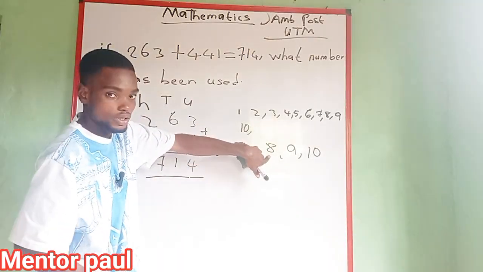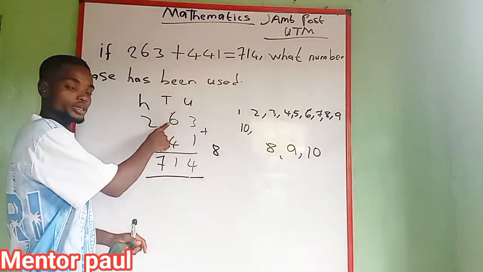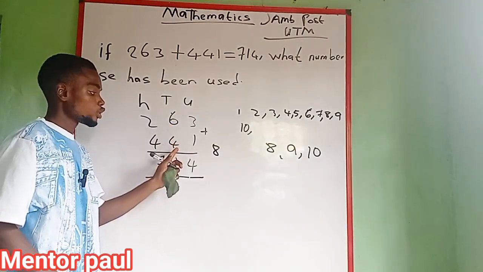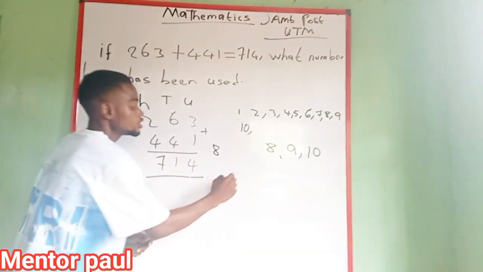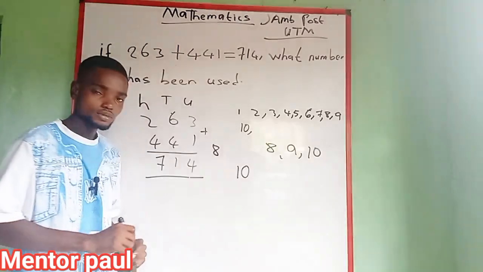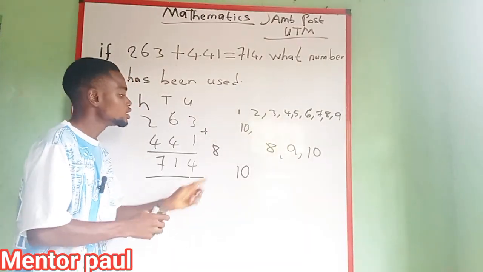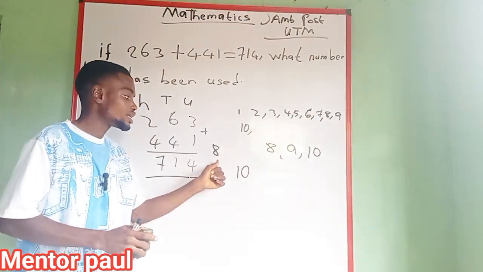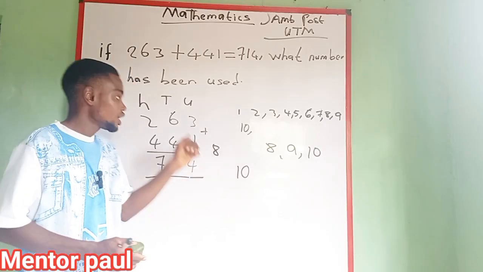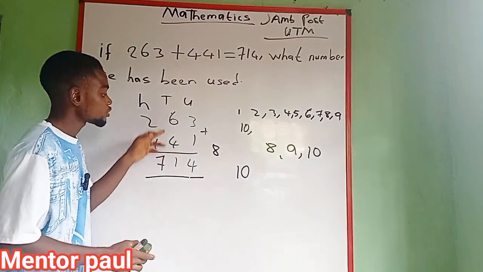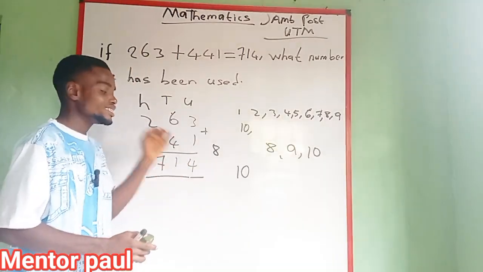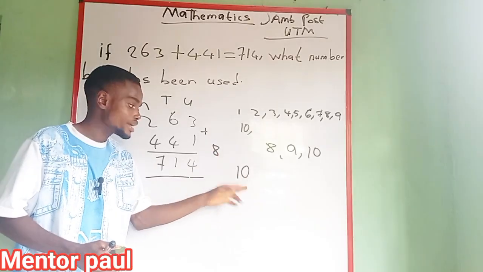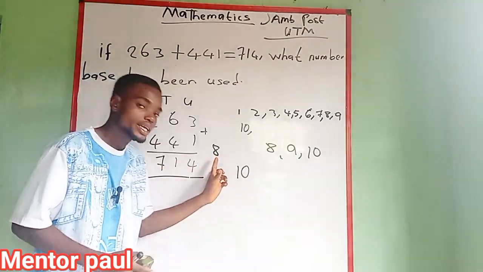Now from here we have 6 plus 4. 6 plus 4 is going to give us 10. Now, when you are solving with a base, let me say we are using base 8, and the addition or the subtraction of numbers you got is higher than that base, just like 10 as we have gotten from here is higher than 8.